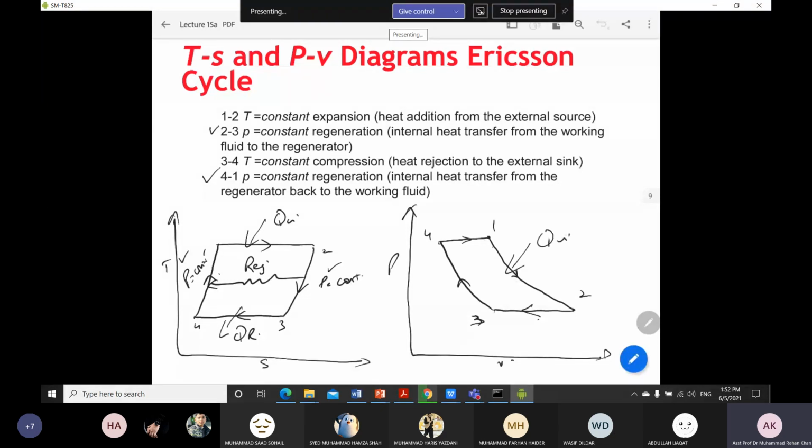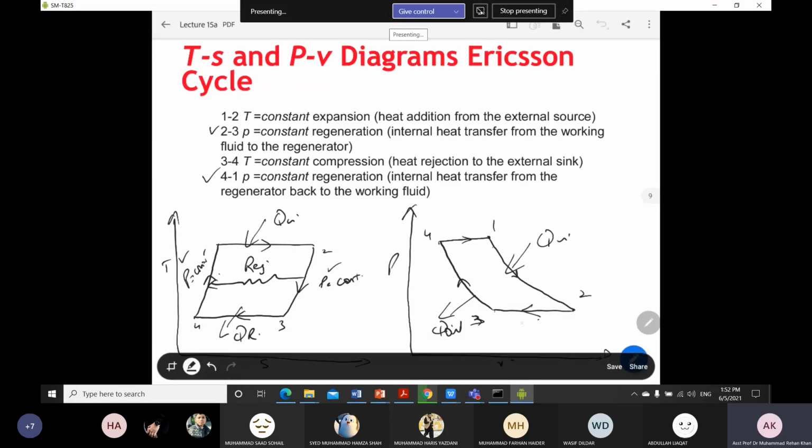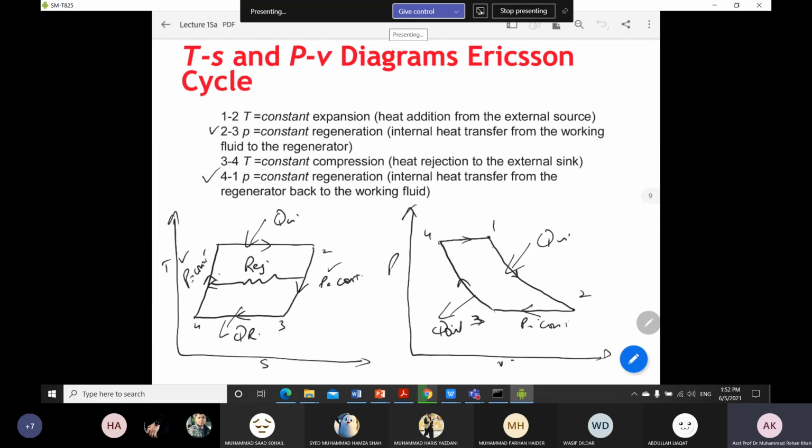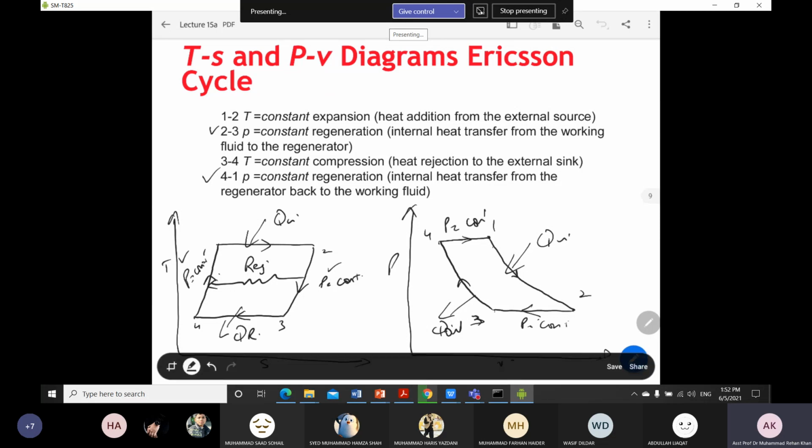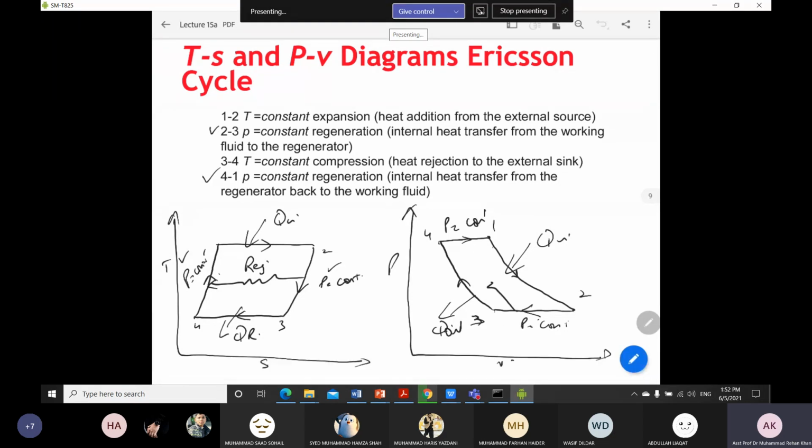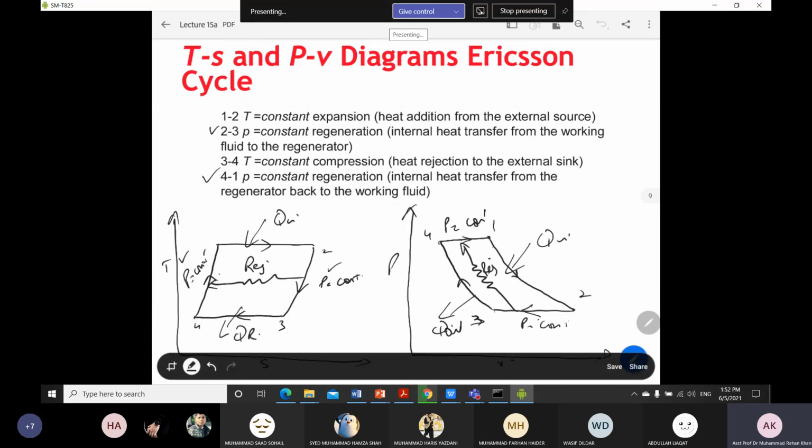Here there will be Q in, and this is your Q out, and this is P equal to constant. This is P equal to constant. Okay, now in order to mark the regeneration process, from 2 to 3 and 4 to 1, we can say here is the regeneration taking place, and energy is transferred from 2 to 3 to 4 to 1. So this is the PV diagram for the Ericsson cycle.